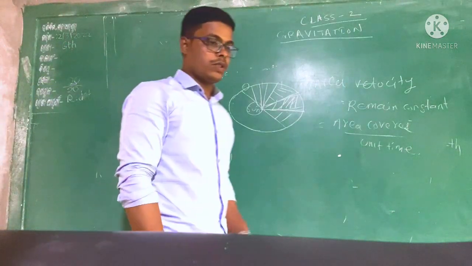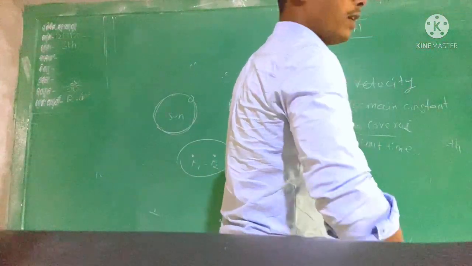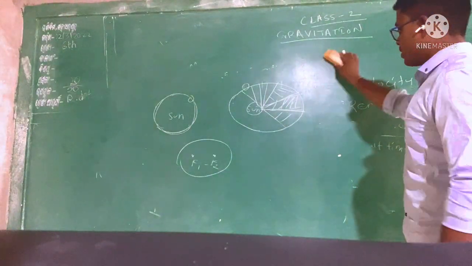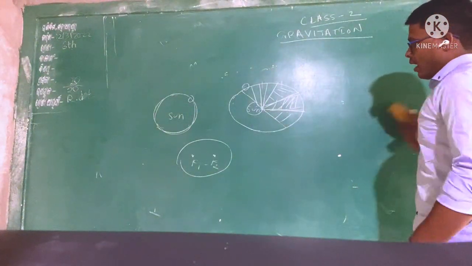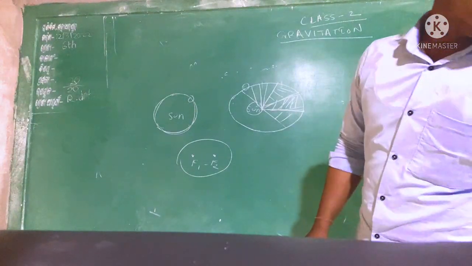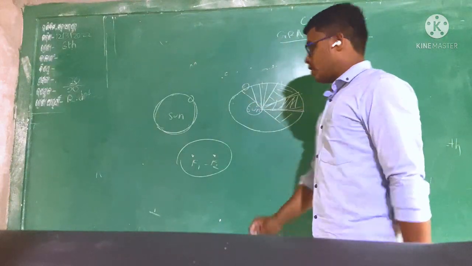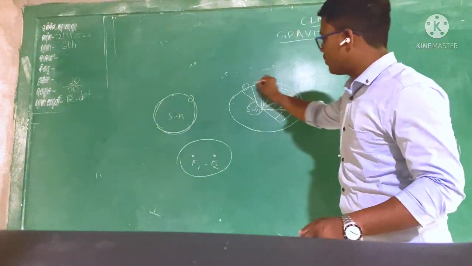That is aerial velocity. So the aerial velocity remains constant. And what is the third law? The third law is saying that when the planet is revolving around the Sun, it will take some time.